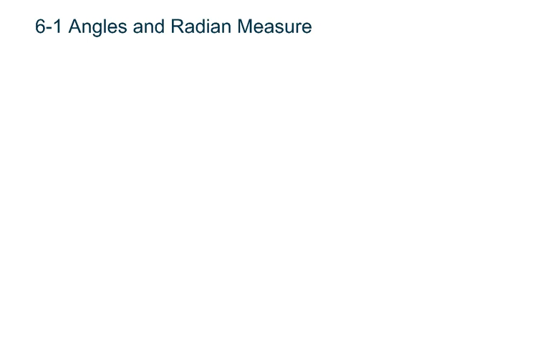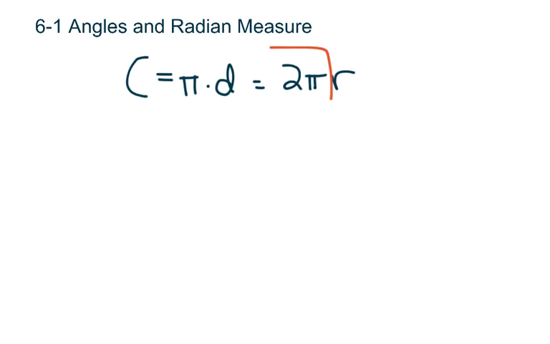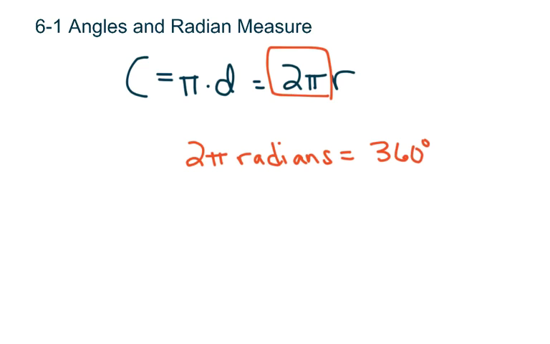Remember when you learned the circumference of a circle and they told you the circumference was pi times the diameter, or because the diameter is twice the radius, it was 2 pi r? Well, there's a significance to this 2 pi part. And the significance is that 2 pi radians is the equivalent of 360 degrees. That means it's a full circle in a new unit of measurement called the radian.